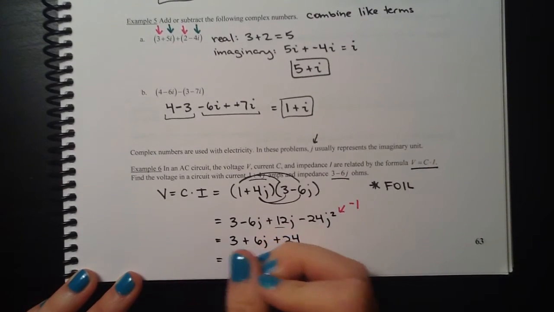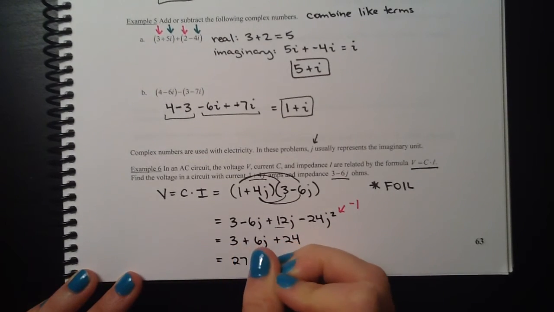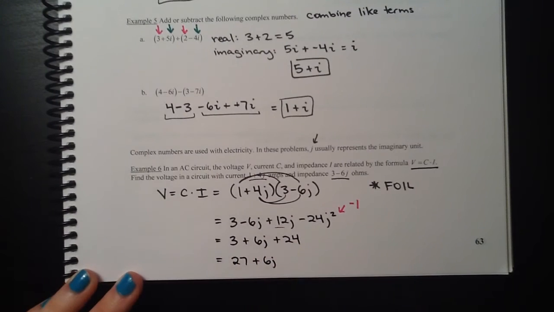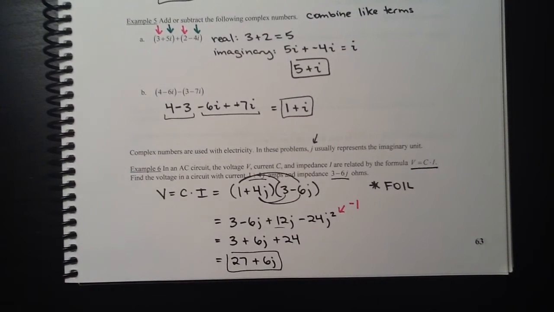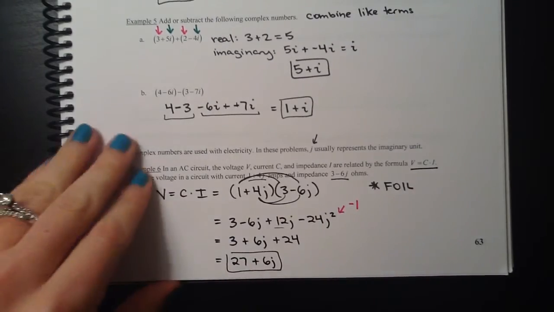Okay, so I'm just going to combine these up. So 3 and 24, I have 27 plus 6j. All right, so that gives us our value. So anytime you multiply two complex numbers together, you still get a complex number in return because the i squared or the j squared would end up just being part of the real piece of the complex number.